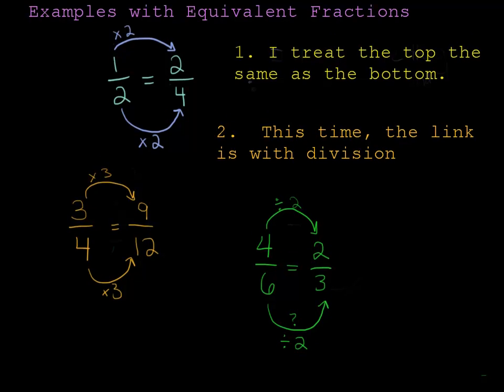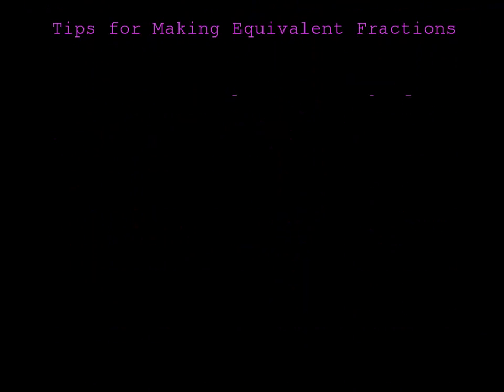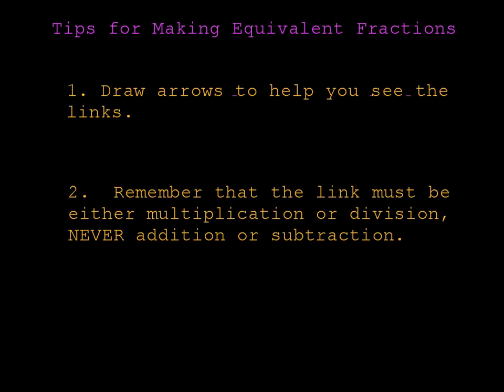I recommend that if you're doing equivalent fractions for the first time, and until you feel really comfortable, that you actually draw those arrows in and write the links on top of each of the arrows to be sure that you're doing the same thing to both the numerator and the denominator. And finally, remember that your link has to be multiplication or division. You cannot have links of addition or subtraction.